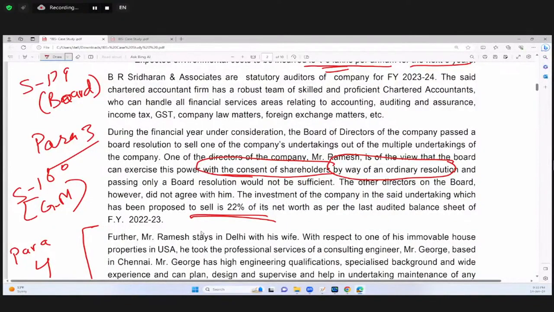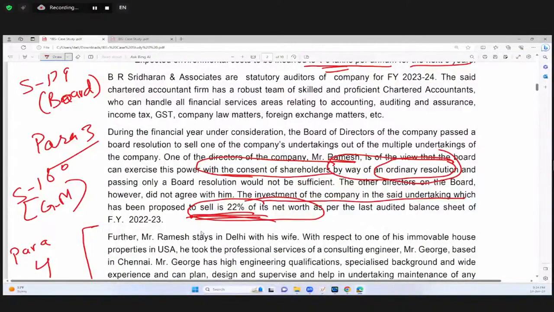But since the company law specifies that if the investment in that undertaking exceeds 20%, the board of directors has to go to the company and pass a special resolution. And in the said MCQ, in the said paragraph, we can say that the investment of the company in the said undertaking, which has been proposed to sell, is 22% of its net worth. So we can see that here the special resolution has to pass, but Ramesh is saying that only an ordinary resolution is needed. So that means he is incorrect.